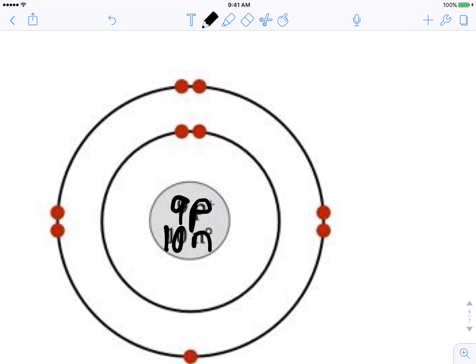Now, we should have no more than 2 electrons on our first subshell. And then we should have a total of 9 electrons. So 9 minus 2 is equal to 7. So it should have 7 on our outermost shell. So let's check it. We do have 7.